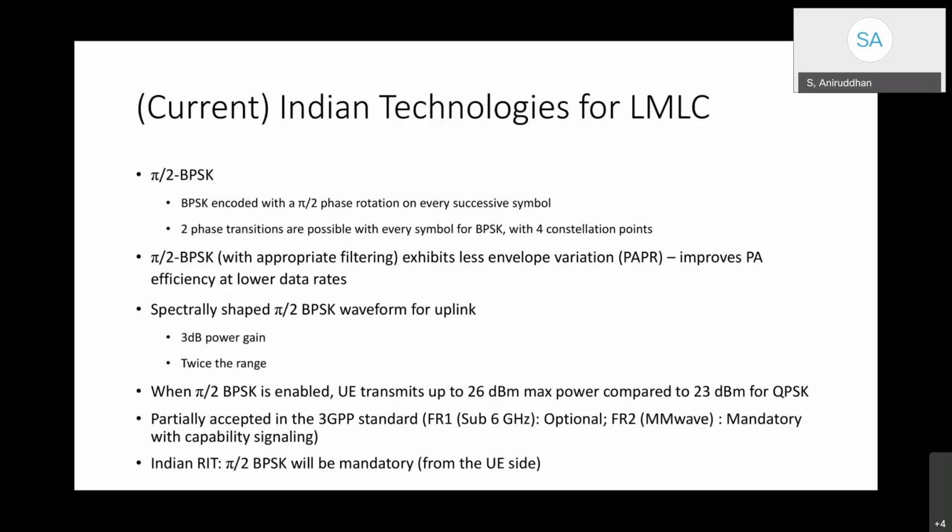What is interesting about this is that, with appropriate baseband filtering, the peak to average power ratio of the RF signal is much lower than the typical 5G signal.